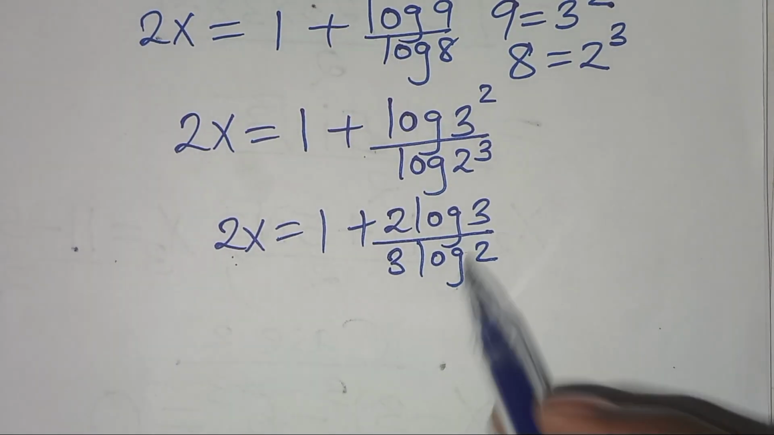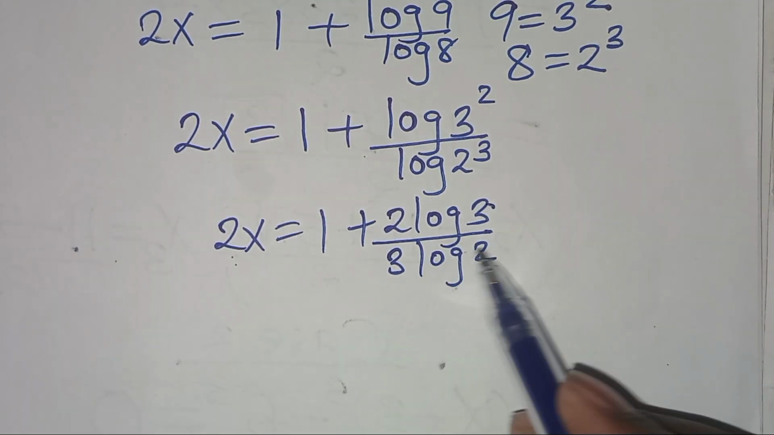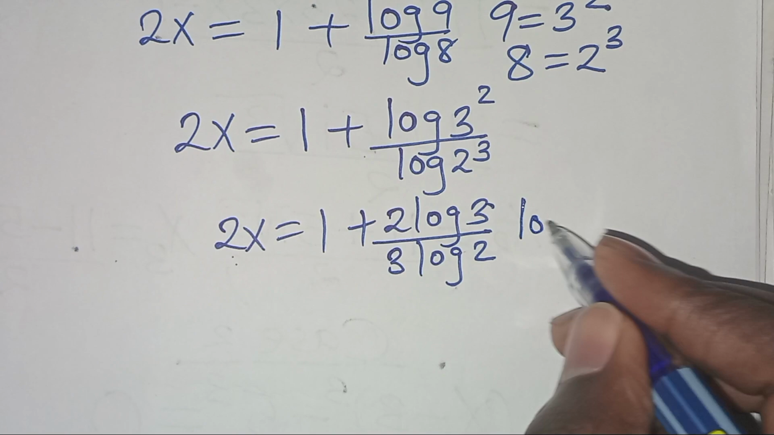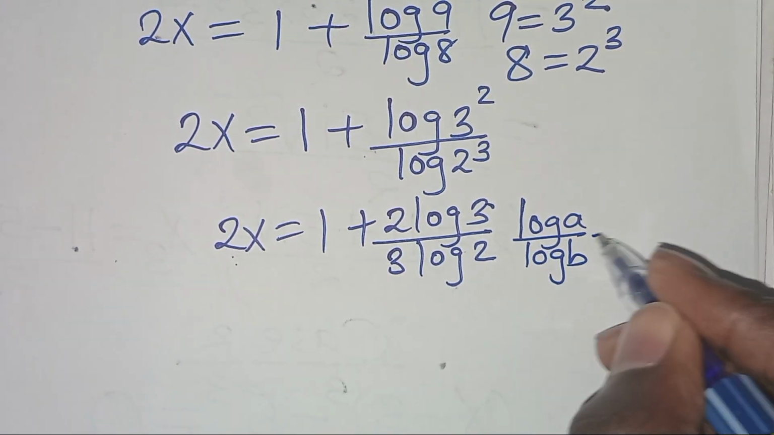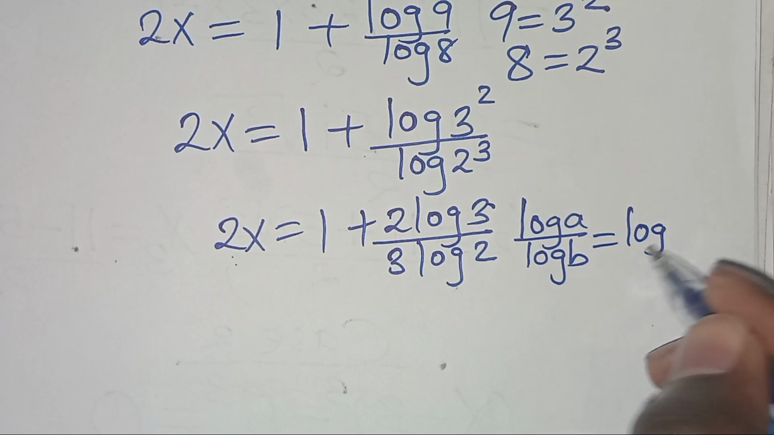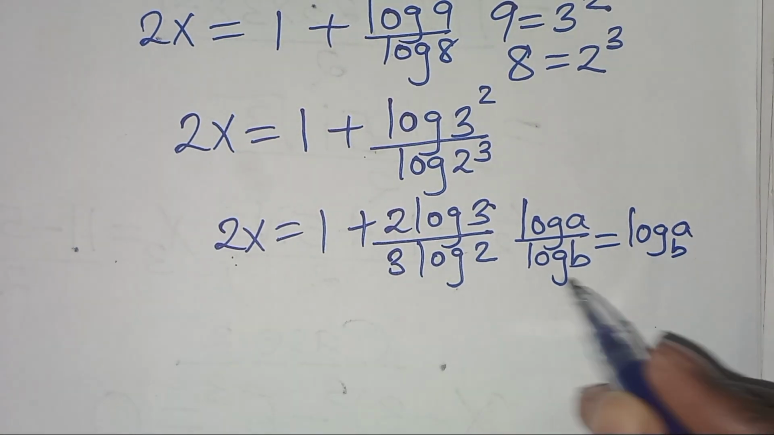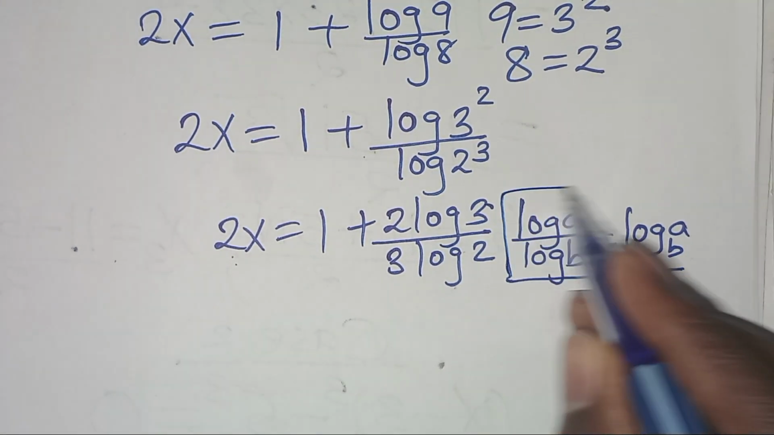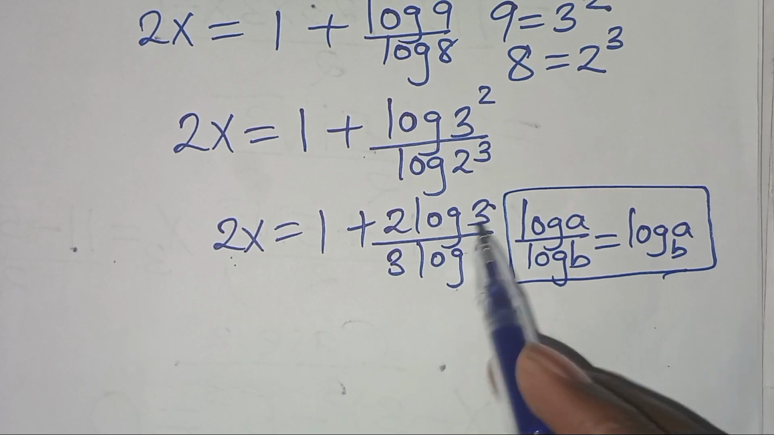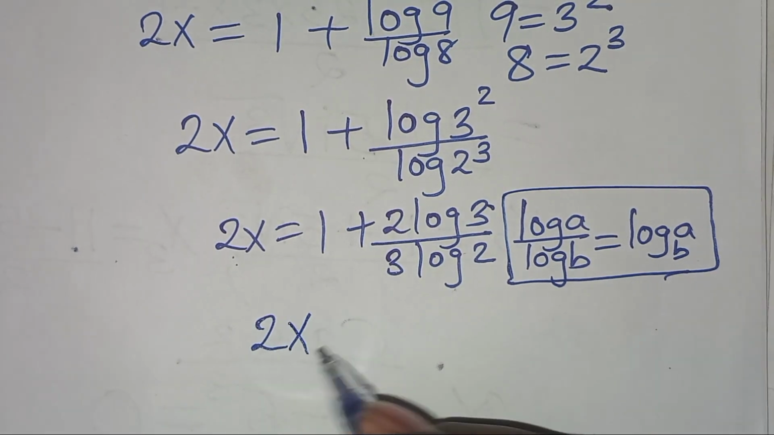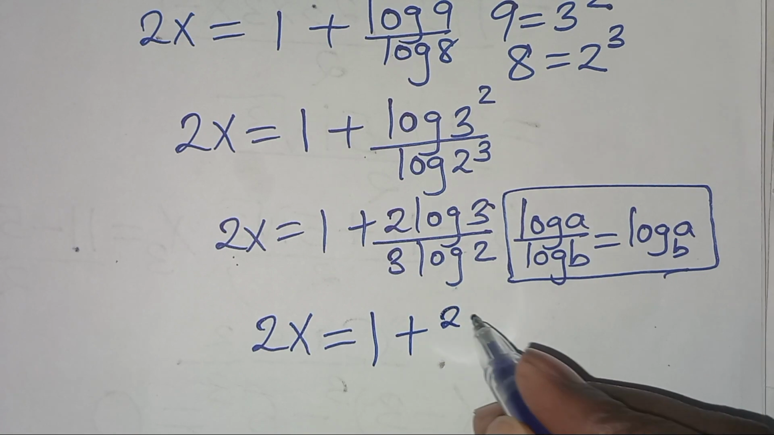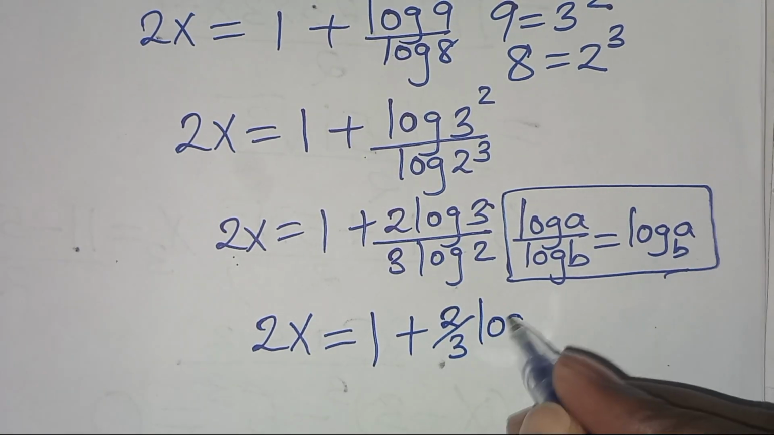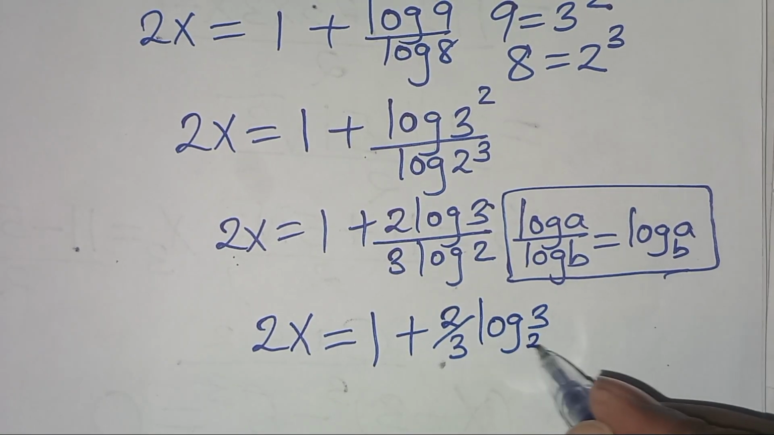The next step here, log 3 divided by log 2, this is in the form of log a divided by log b, which we can express as log a to base b. Applying this logarithm property, then here we'll have 2x. This is equal to 1 plus, now this is 2 over 3 log 3 to base 2.